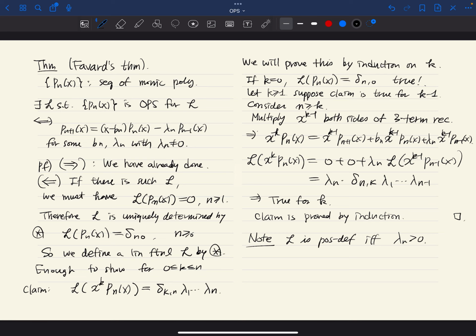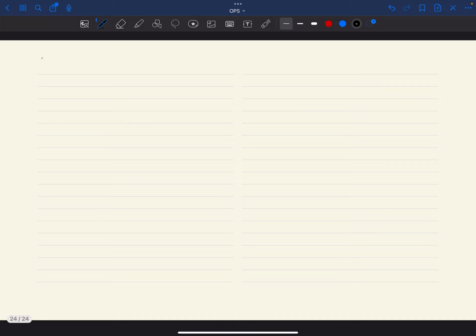Now we will move on to the next section, and this section, 2.5, is about Christoffel-Darboux identities and zeros of orthogonal polynomials.